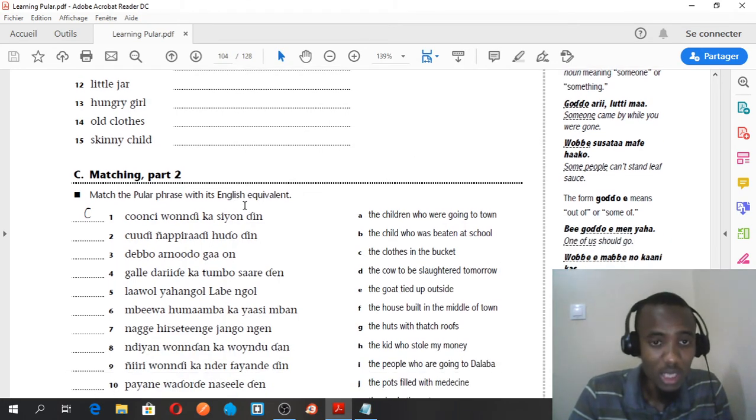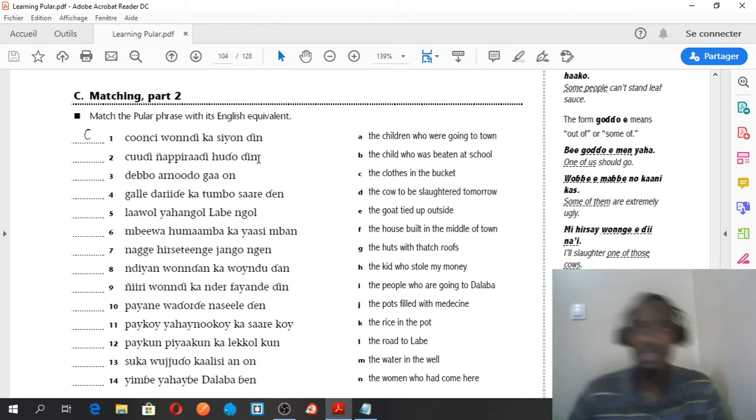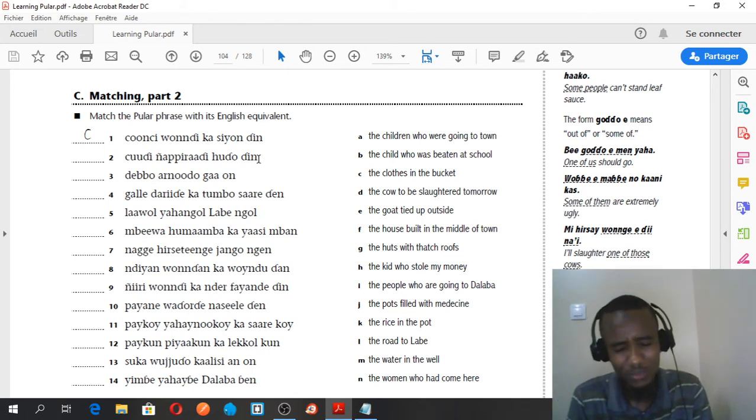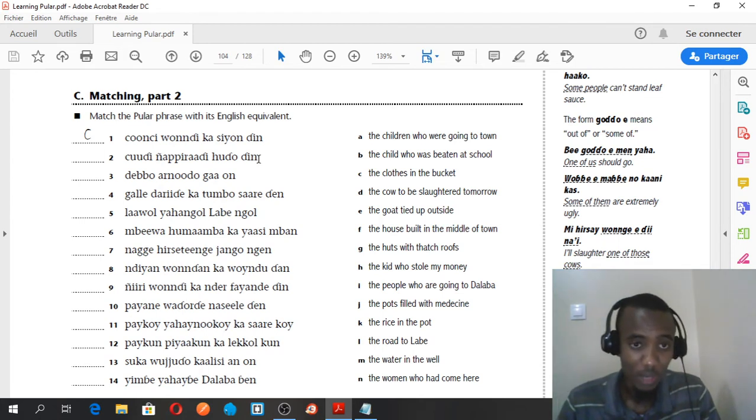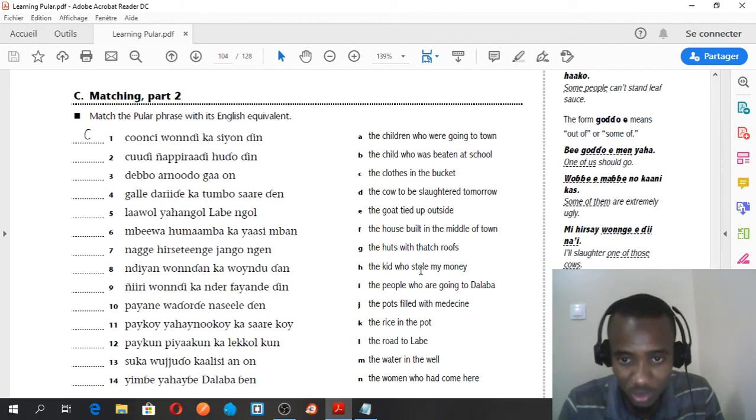Okay, match the Pular phrase with its English equivalent. Chunchi wondi kasiyon ding: the clothes that are in the bucket. Chudi nyapiradi hudo ding. Nyapirgol means to put, like, how do you say it? You know those village houses, how is it called? It's called cases in French. In English, I forgot. Those houses in African villages, I completely forgot. It's just not coming to my mind. Anyway. Okay, match the Pular phrase, so it's somewhere around here.